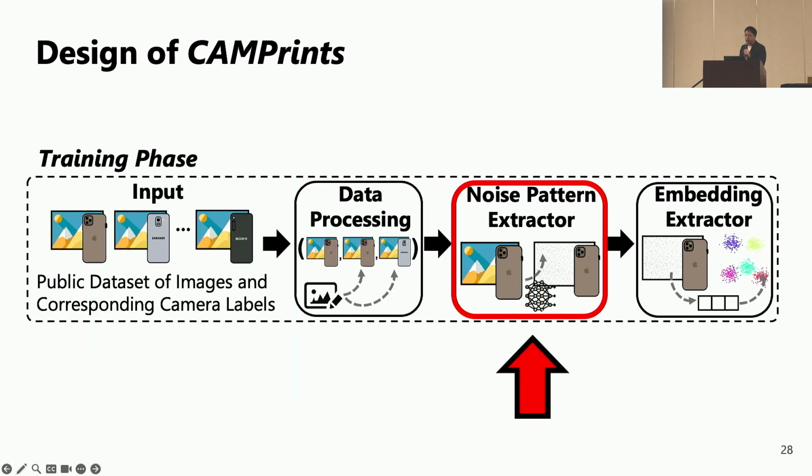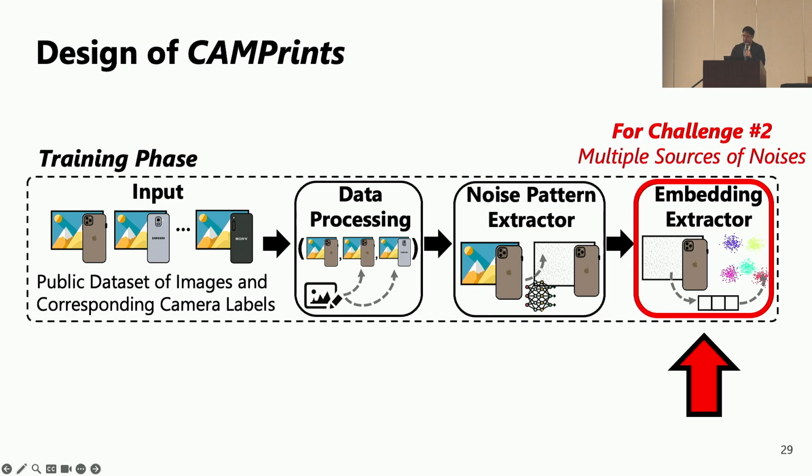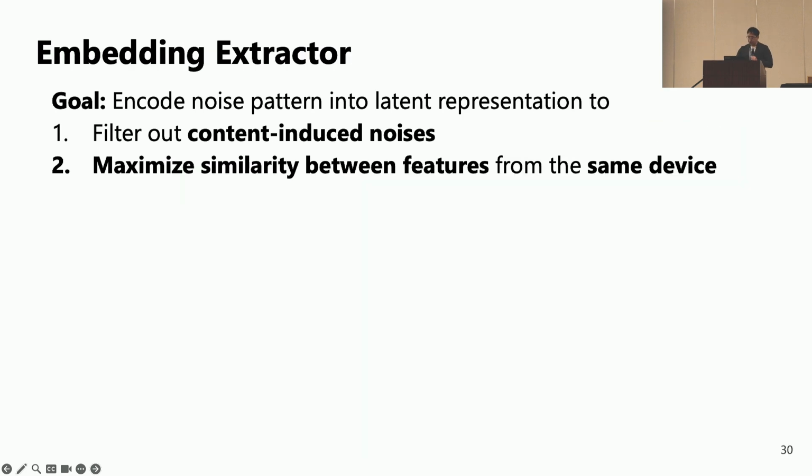We then train a deep learning model to extract the noise pattern from RGB images. However, this noise pattern extractor captures both content and sensor noises, leading to our second challenge. To address this challenge, we designed an embedding extractor. Specifically, it encodes the noise pattern into a latent representation, aiming at 1, filtering out content-induced noise, and 2, maximizing similarity between features from the same device. And to achieve this, we use triplet contrastive representation learning, incorporating special design considerations tailored to our needs.